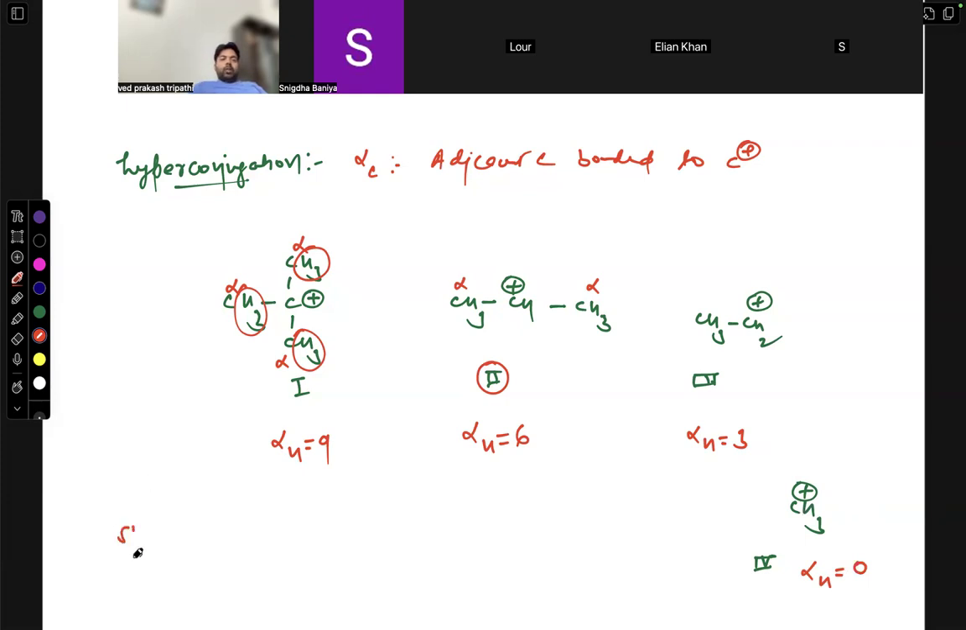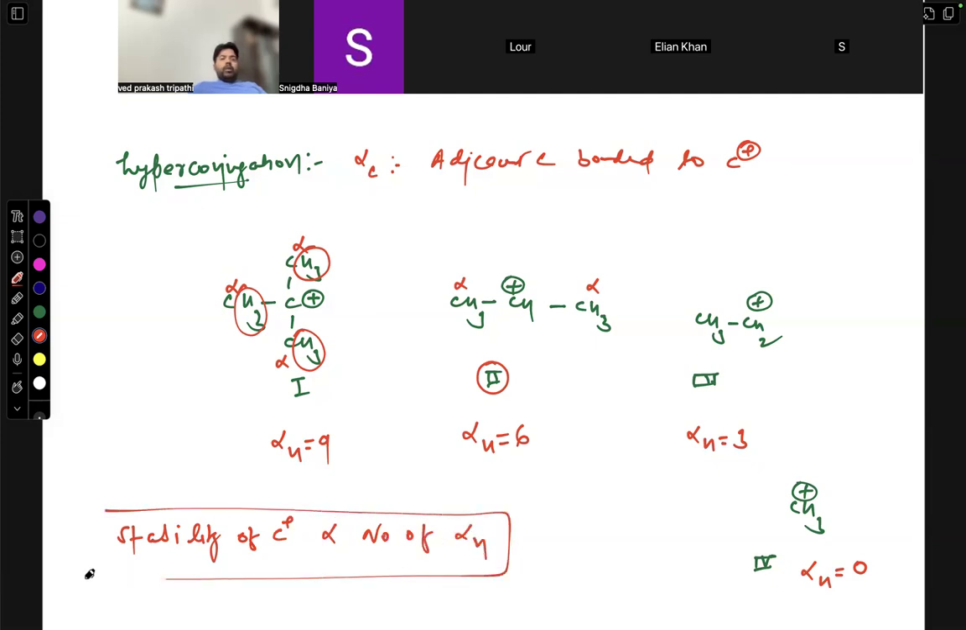So the stability of a carbocation is directly proportional to the number of alpha hydrogens. Simple. No need to memorize tertiary, secondary or primary, because in some cases both of my carbocations are secondary or tertiary. So it's better to figure out the alpha H. That's why this one is the most stable, then this, then this. Clear?